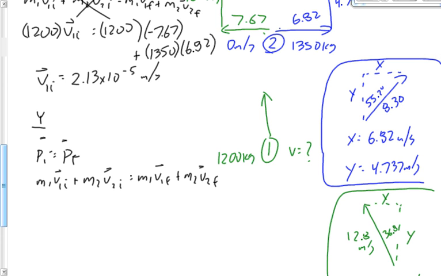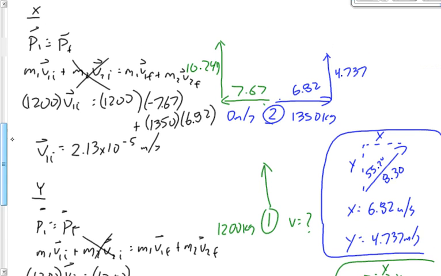1,200 times V1i. We can still cross this one out because it's at rest. Okay, let's look at this. V1F Y component. Mark, what'd you get for that one? V1F, object number 1, the green guy, final, Y component.